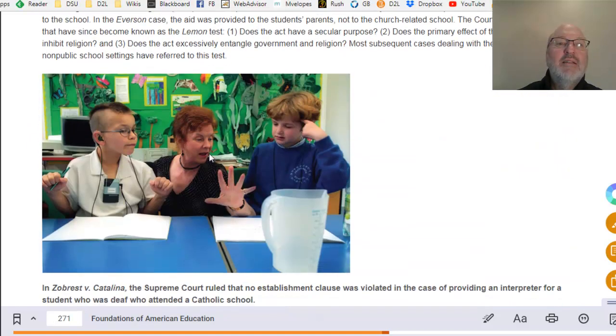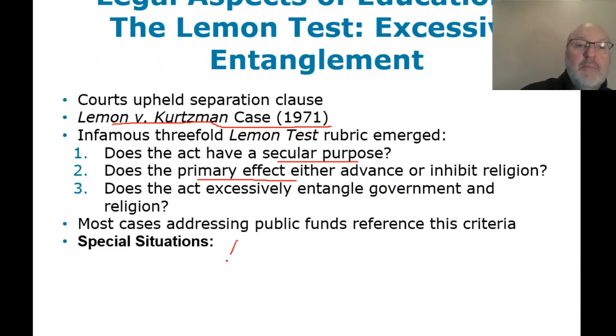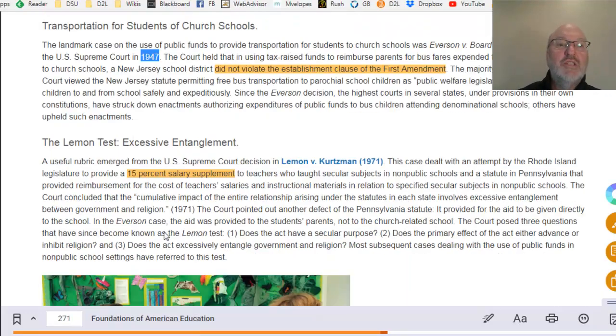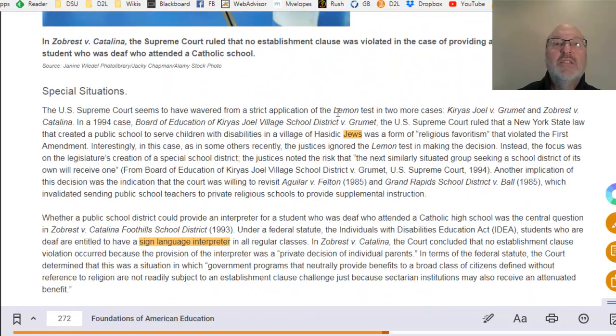But here's that Lemon test, what that came down to. And then the special situations. And you get this here, and this will be your number three. You talk about the special situations here. This was waived from a district vocational Lemon test in the case here. A law created public schools to serve children with disabilities who were of Jewish descent. So they wanted to create a school, and they wanted the public tax dollars to pay for it, but still be a Jewish school. How do you think that went? Well, it was a form of religious favoritism that violated the First Amendment because they thought it was excessive entanglement. And so you get to talk about that.